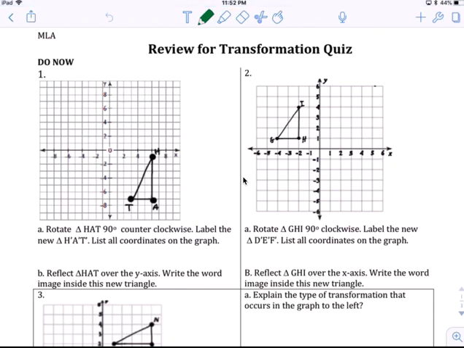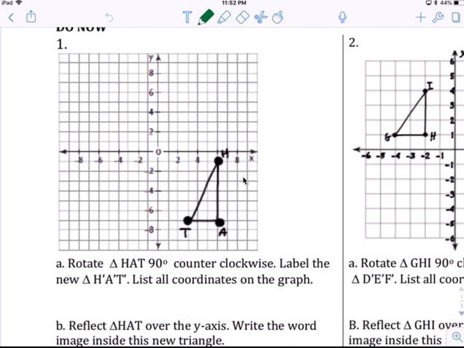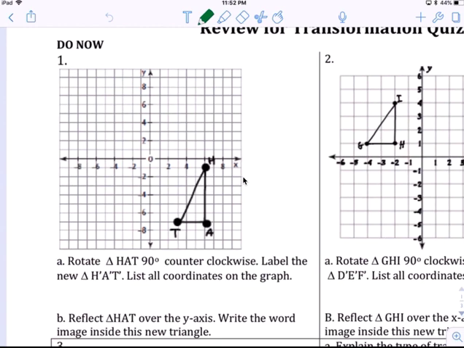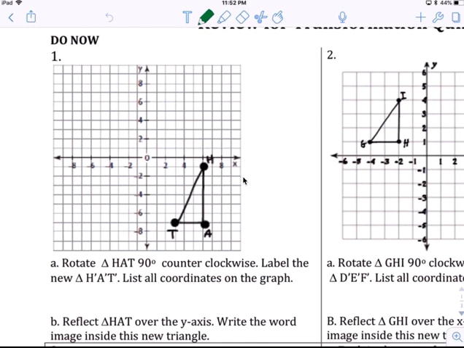Review for transformation quiz. Okay, number 1. Rotate A. You're going to have this on your quiz tomorrow, okay? Very much like this. Question A. Rotate hat 90-degree counterclockwise. Label the new triangle H prime, A prime, T prime. List all coordinates on the graph.